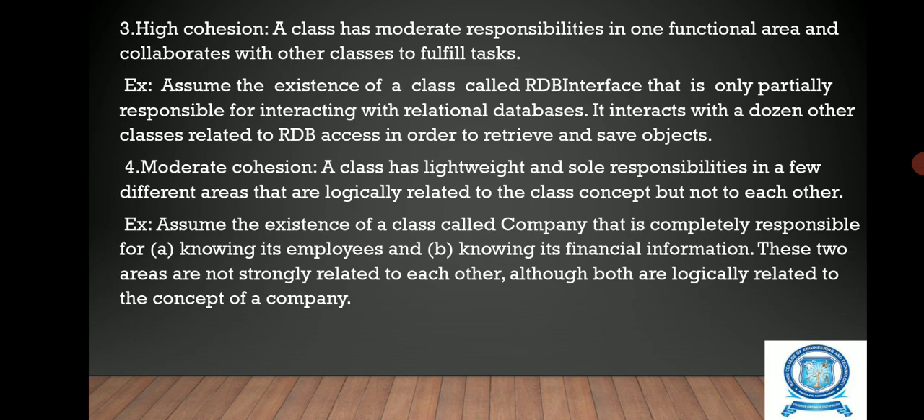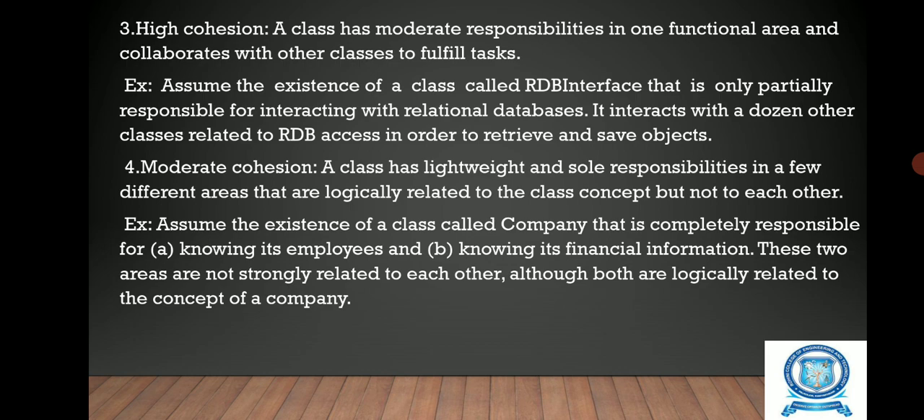Now let us see high cohesion: a class that has moderate responsibilities in one functional area and collaborates with other classes to fulfill the task. Example: assume the existence of a class called RDB interface that is only partially responsible for interacting with relational databases. It interacts with a dozen or so other classes related to RDB access in order to retrieve and save objects.